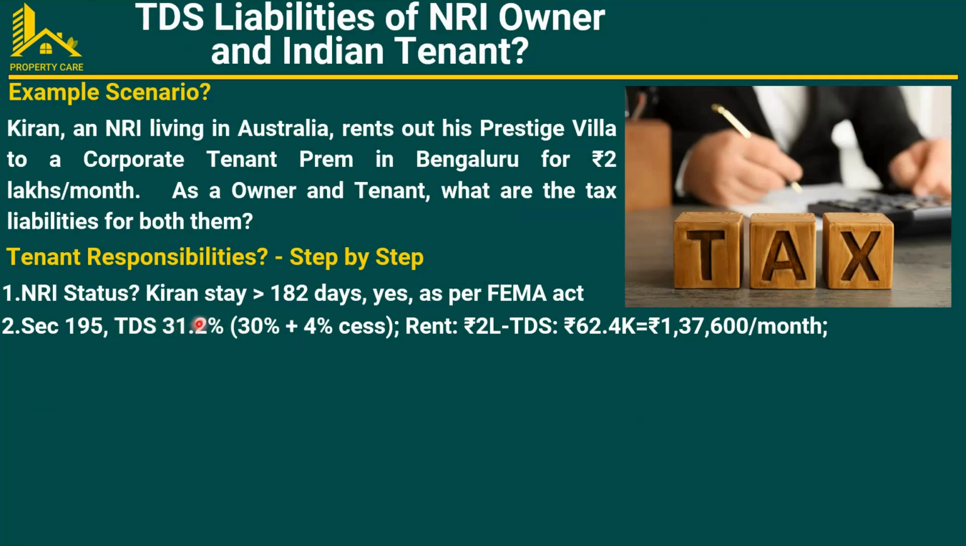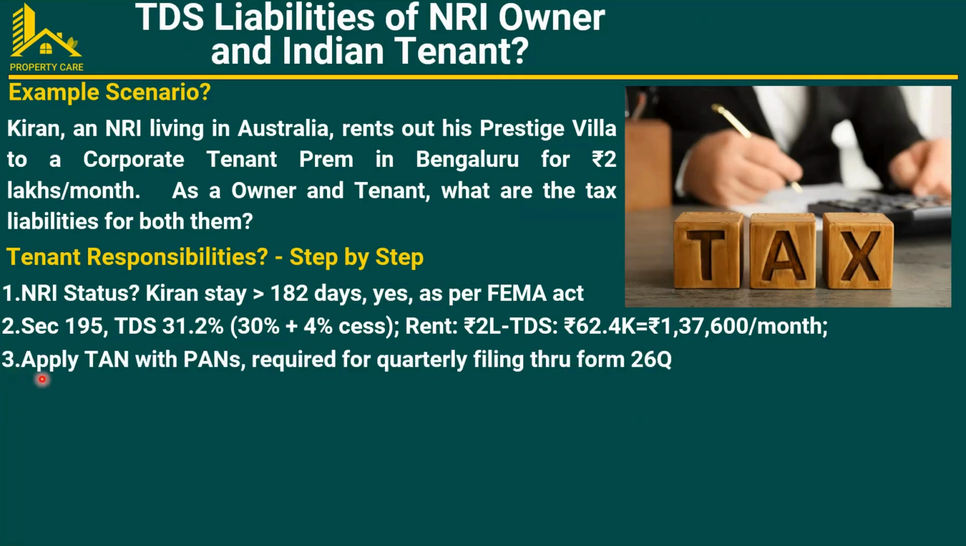So 31.2% has to be deducted. In this example, 2 lakhs is the rent, and 31.2% is 62.4K, which is the TDS amount. The balance, 1,37,600, is supposed to be paid to Kiran from the tenant. This is the actual as per the law. He is complying with it. If he pays the full rent to the owner, he is violating the law.